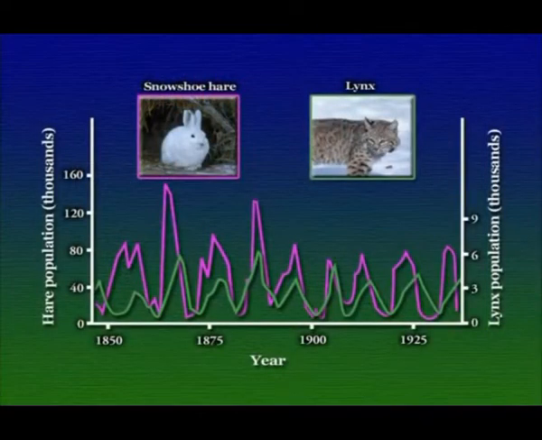Now, if you plot the changes in population size of snowshoe hares and lynxes over a period of 75 or more years, what you see is a very strong cyclic fluctuation in both populations that cycles on about a 9 to 11 year period.